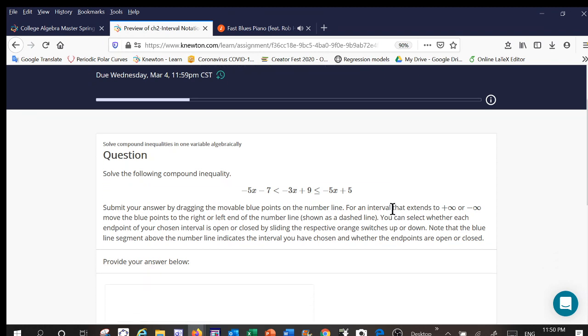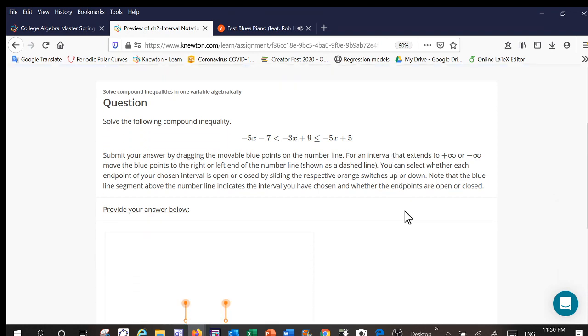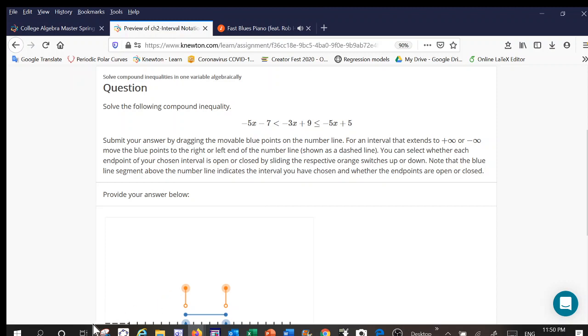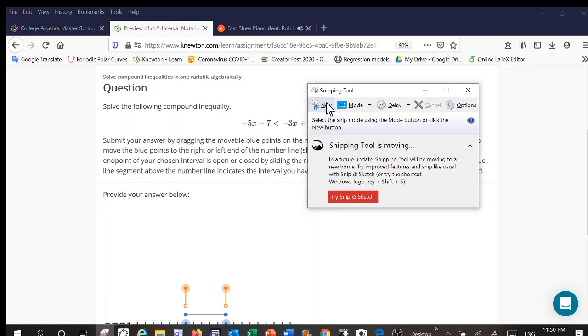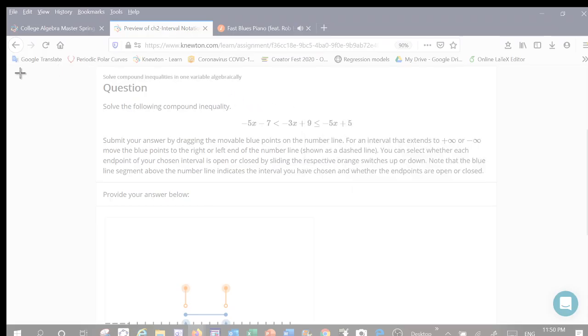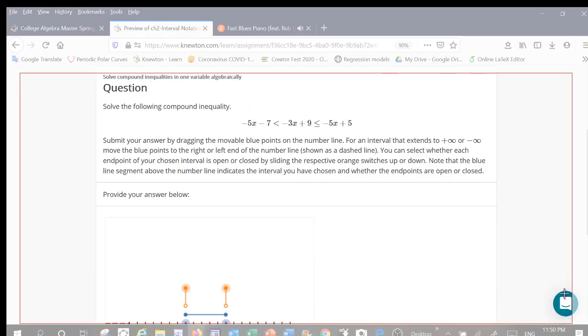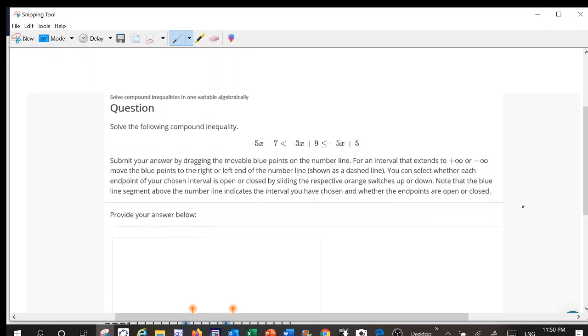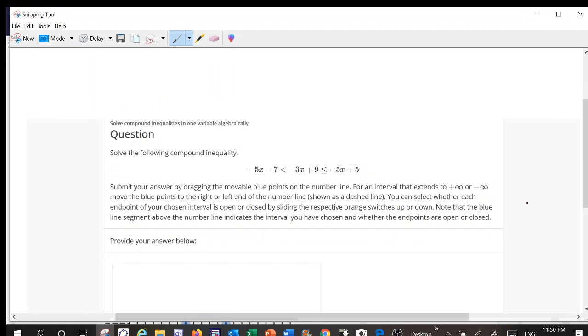So here is another inequality. If we have an inequality like this, where we actually have two inequalities here, then we have to convert it into two inequalities. So basically what we have here is a compound inequality. So this means this and this, right?